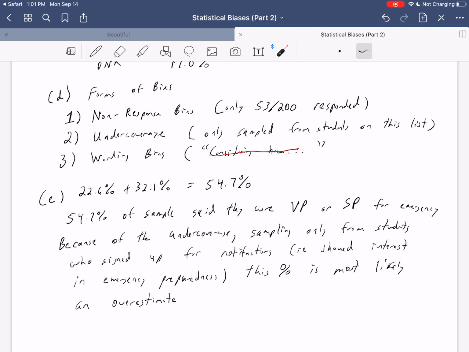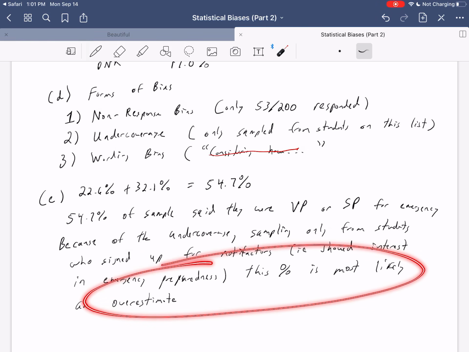So when they answered, and we found that 54.7% of these people were saying that they were very prepared or somewhat prepared, we're not saying that the data is wrong. What we're saying is that this is going to be an overestimate for the general student population, which is going to have a lot more people in it that didn't take the time to sign up for these notifications and probably aren't as keen on being prepared for emergencies. So in this case, it would most likely be an overestimate.